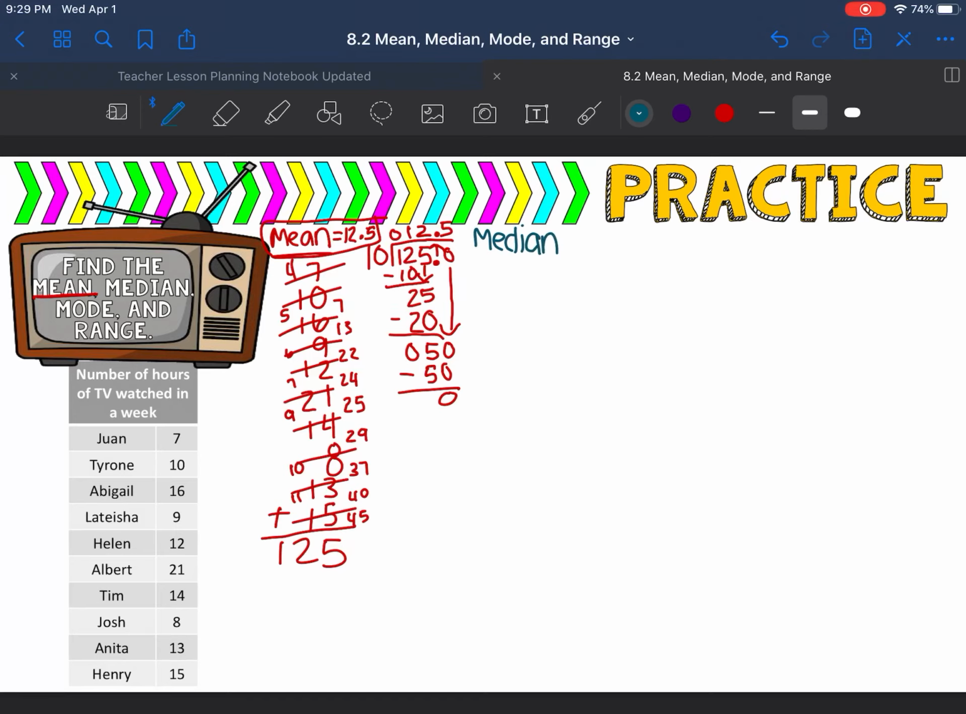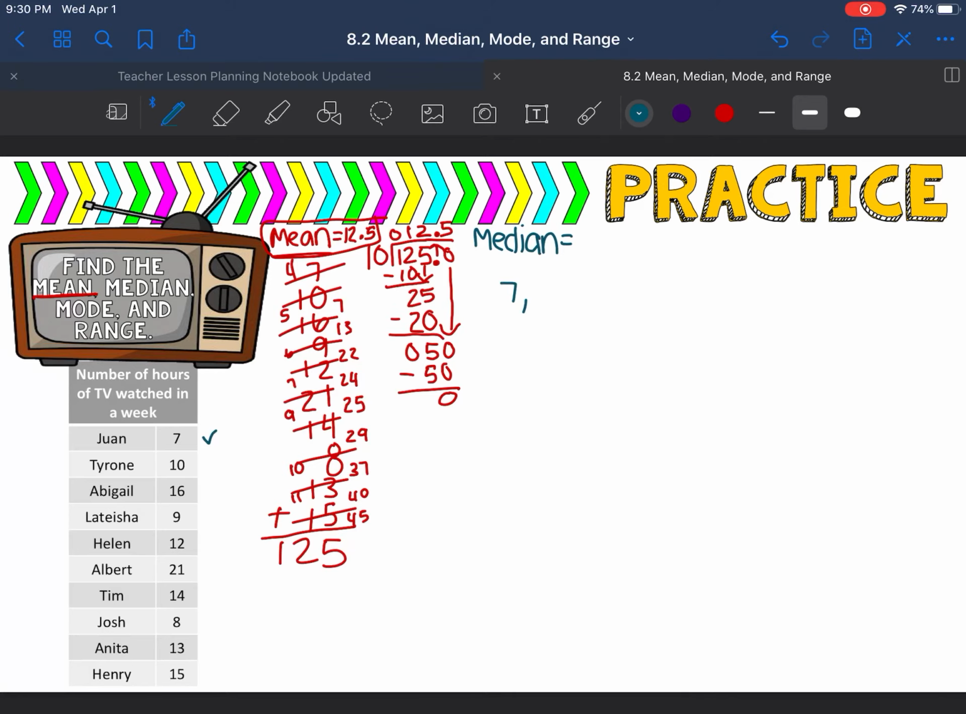Now remember, to find our median, I'm going to line up all of my numbers in order from smallest to biggest, from least to greatest. Okay, so let's see. What is my very smallest number? 7, 10, 16, 9, 12. Looks like 7. So 7 is going to be my smallest number. So I'm going to put a little check mark there.